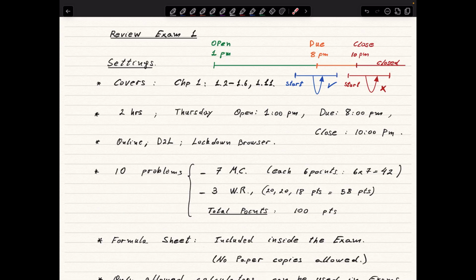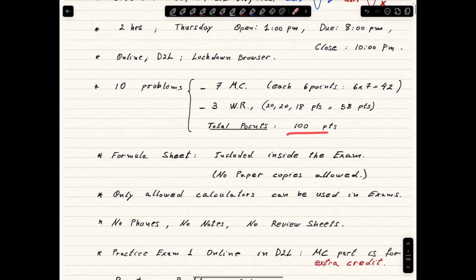The exam has 10 problems. 7 are going to be multiple choice, 6 points each, and this is more or less 40% of the exam. 3 questions are what are called written response. You write on paper and then you upload your work and the TA is going to grade it, and this is essentially 60%. Total 100 points.